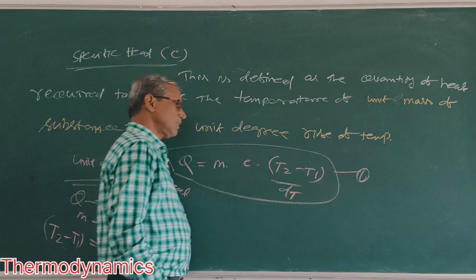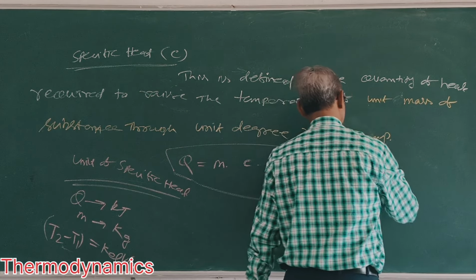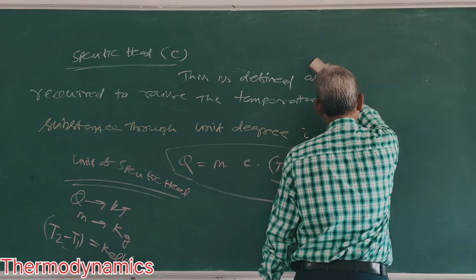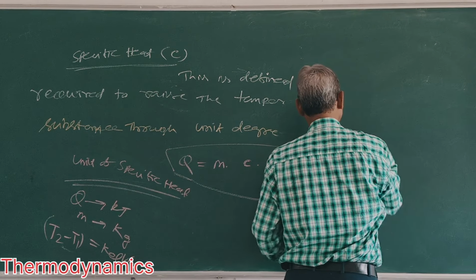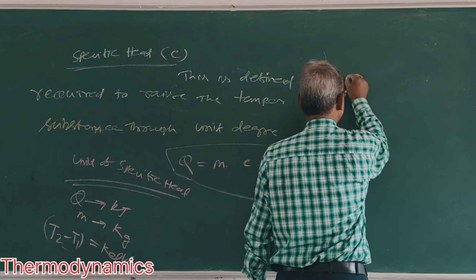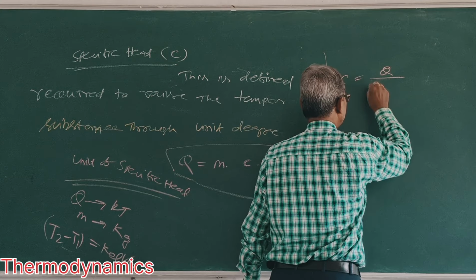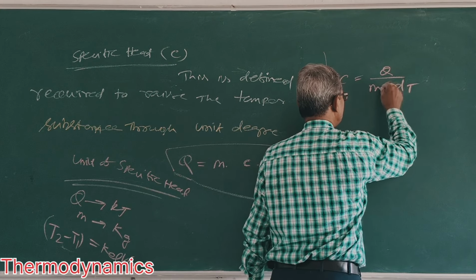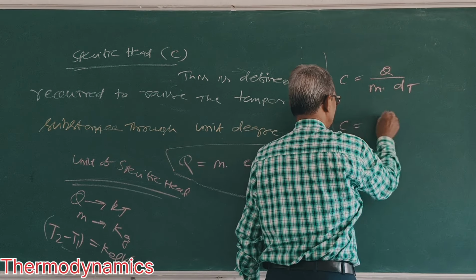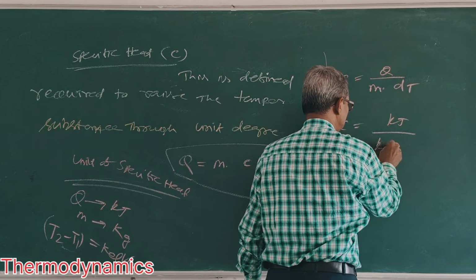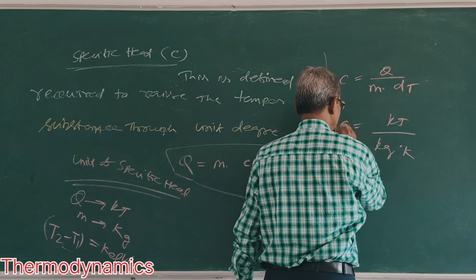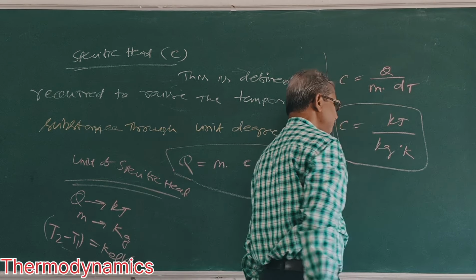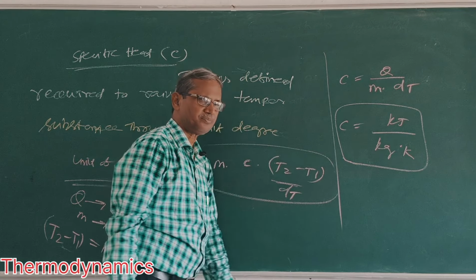Hence, what is C? C is equal to Q by m into dT. So the unit is kilojoule per kg Kelvin. Clear? This is the unit of specific heat.